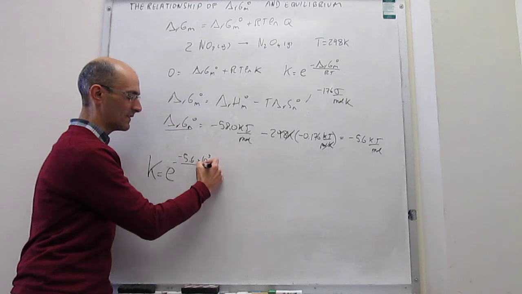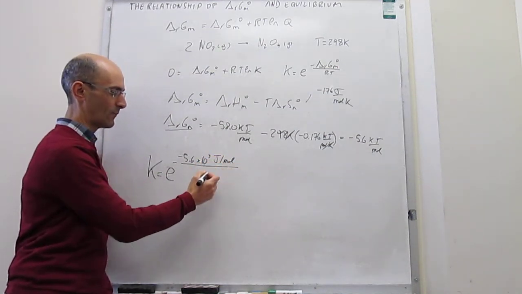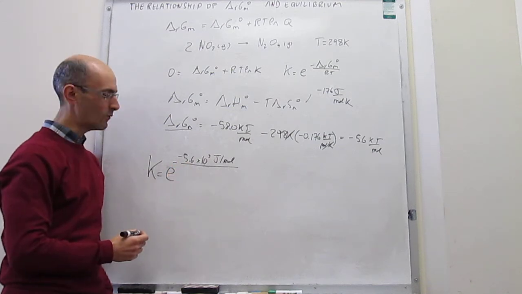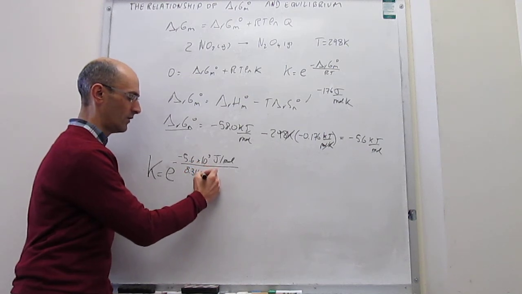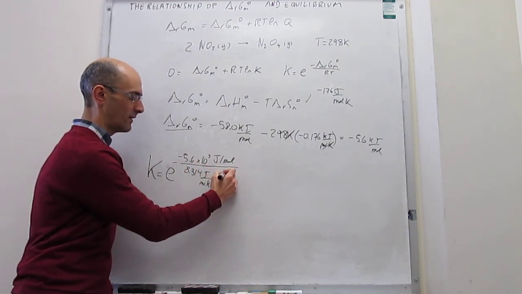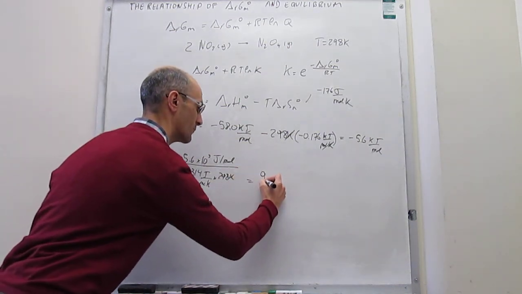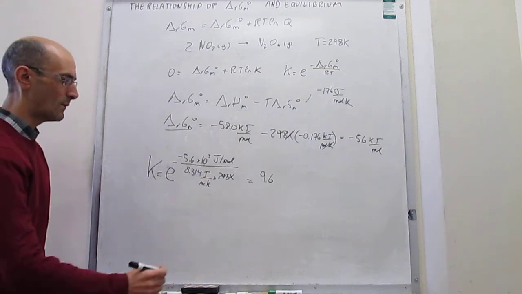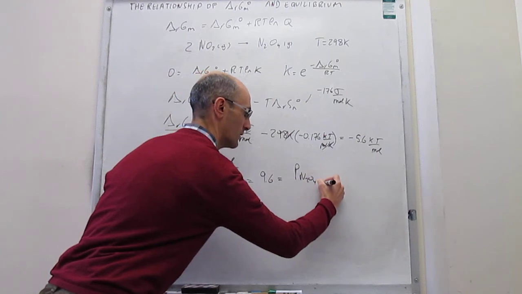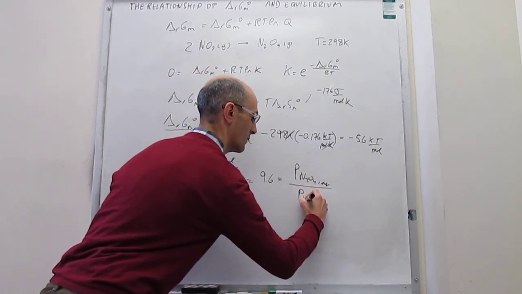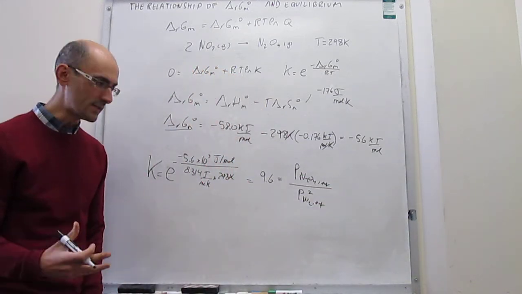And a way to avoid making this mistake is to always write the units after any quantity that you have in problems, right? So 5.6 kilojoules per mole will be 5.6 times 10 to the 3 joules per mole. Now you can write your 8.314 joules per mole Kelvin, and the temperature is 298 Kelvin. And when you do this, it turns out that the equilibrium constant is 9.6. Okay? Remember that the equilibrium constant will be the pressure of N2O4 at equilibrium divided over the pressure of NO2 squared at equilibrium.